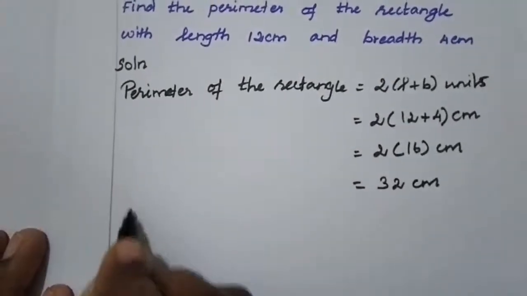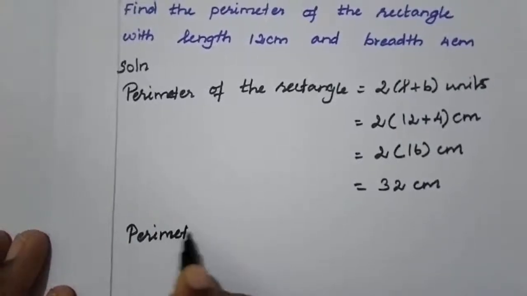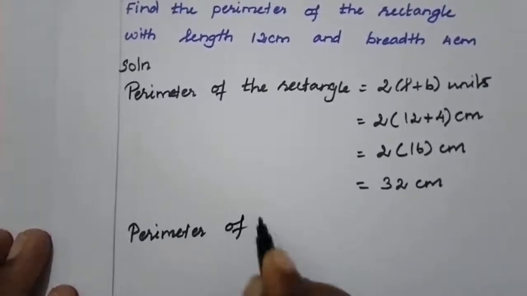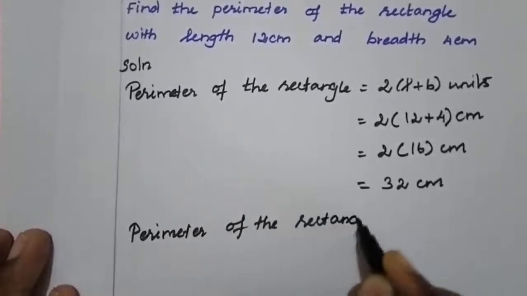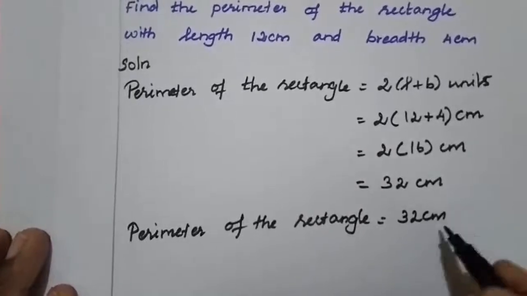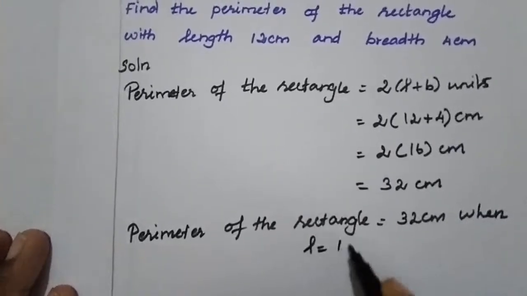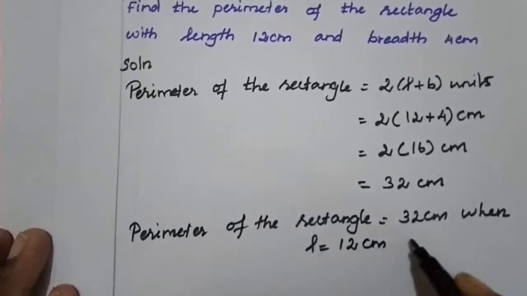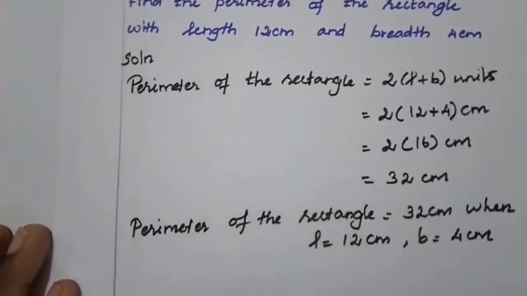So perimeter of the rectangle is equal to 32 centimeter when length is equal to 12 centimeter and breadth is equal to 4 centimeter. Is it clear, children? Yes.